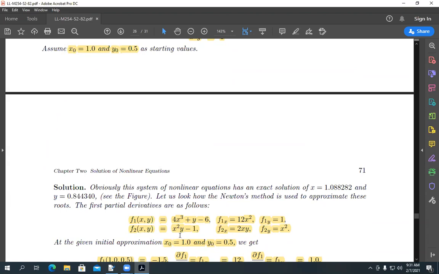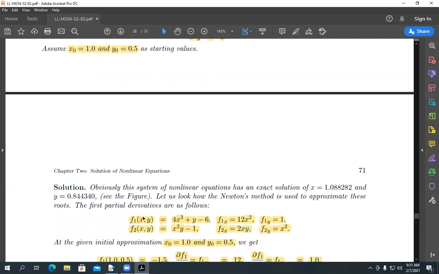Derivative with respect to x is what? 2x. And with respect to y we have this. And derivative with respect to y is what? It is 1. And this is x squared. So we have this. Now you have the value of the function, and you have the derivative, which gives you the Jacobian matrix.